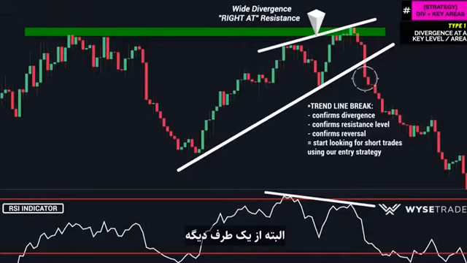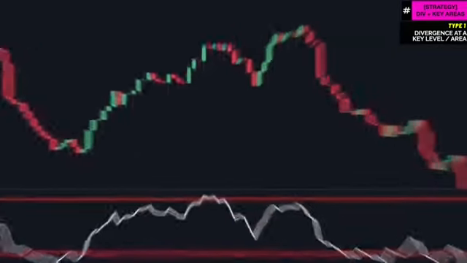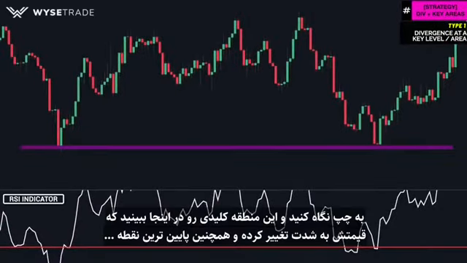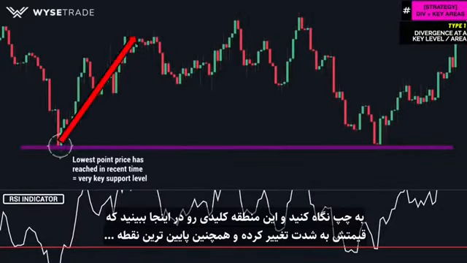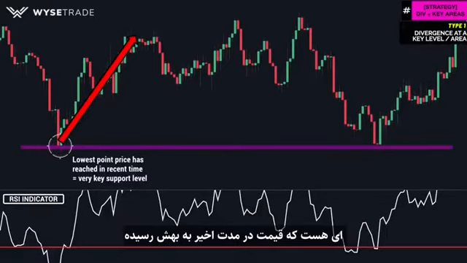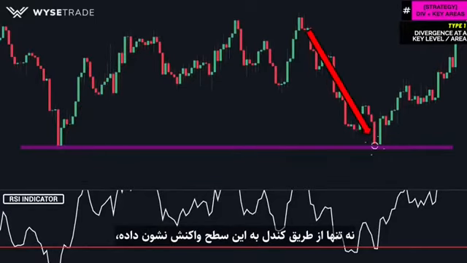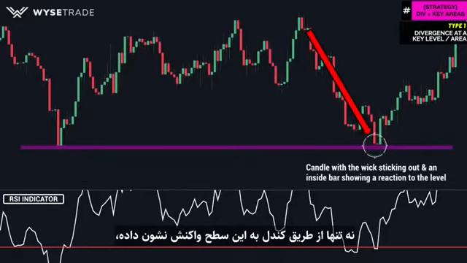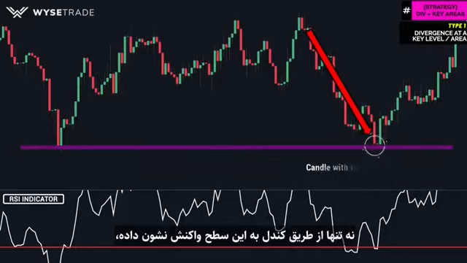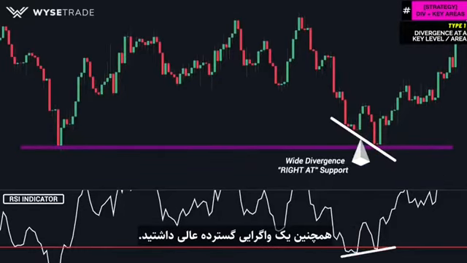So let's show this again going the other way. You look left and spotted this key area here where price reversed from drastically. And it is also the lowest point that price has reached in recent time. So you had it drawn in. Now, as price came back down, not only did you have a reaction to this level, to the candle with the wick sticking out, you also had a great wide divergence form.